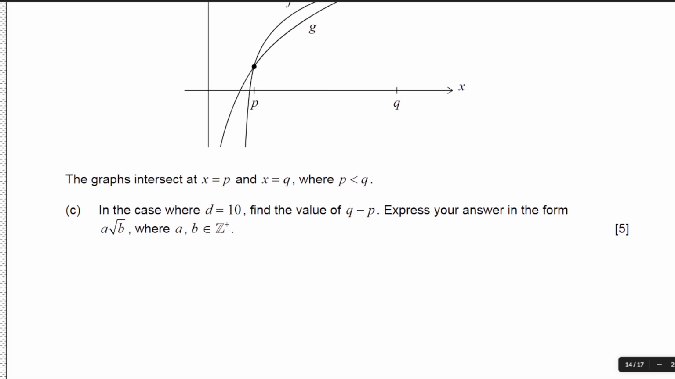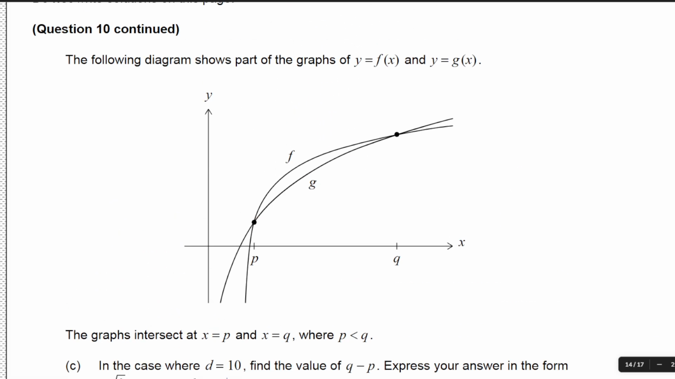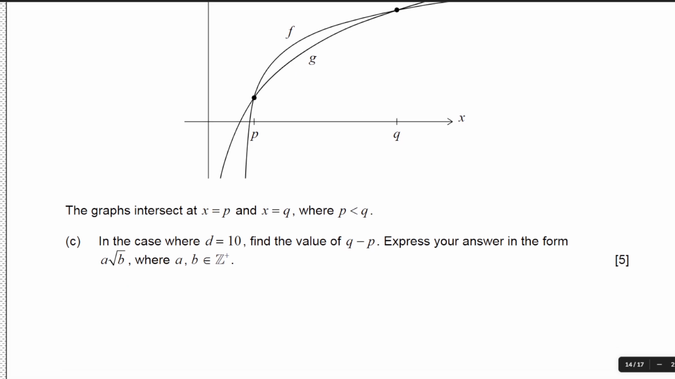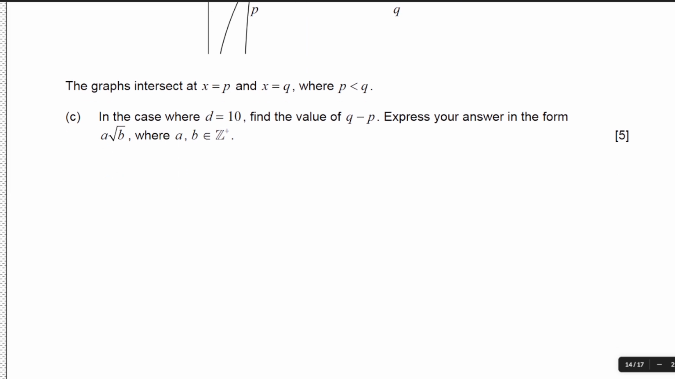Okay. The following diagram shows part of the graphs of y equals f of x and y equals g of x. The graphs intersect at x equals p and x equals q, where p is less than q. In the case where d equals 10, find the value of q minus p. Express your answer in the form a root of b, where b belongs to the positive integer subset.